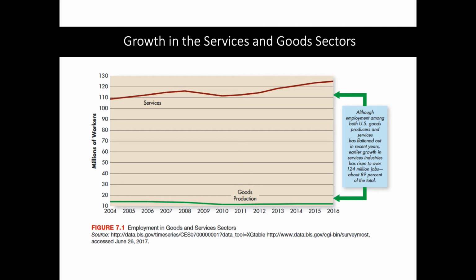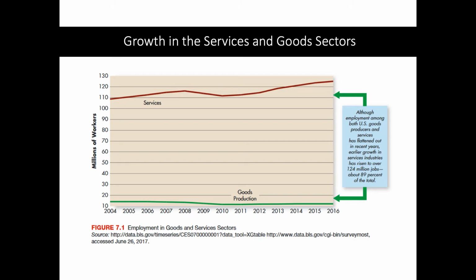And you see the little sidebar there, which is interesting, in the blue on the right. Although employment among both U.S. goods producers and services has flattened out in recent years, earlier growth in the services industries has risen to over 124 million jobs, about 90% of the total. Clearly, most people are working in services rather than in goods production. And it has been that way for quite a little bit here in the United States.